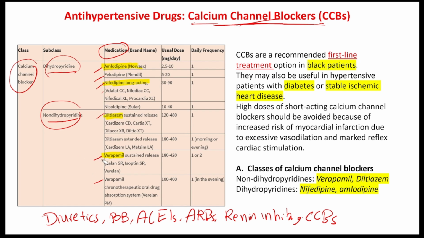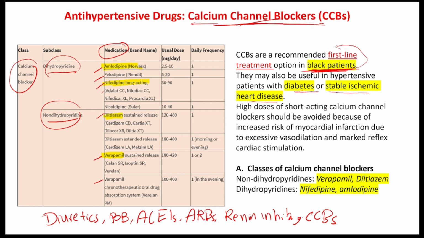Moving on to how this medication works. CCB, calcium channel blockers, are a recommended first-line treatment option for black patients, African Americans. According to several studies, African American patients respond very well to calcium channel blockers. They may also be useful in hypertensive patients with diabetes, stable angina, and heart disease.